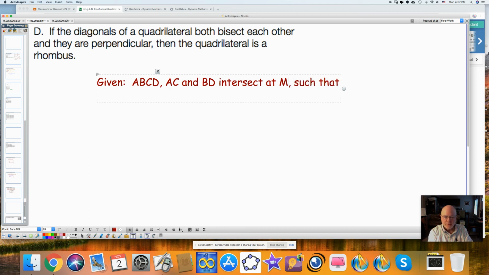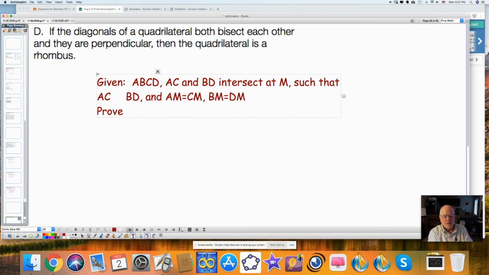Such that AC is perpendicular to BD. I'm going to use the perpendicular symbol in just a minute. BD is perpendicular to it. And AM is equal to CM. BM is equal to DM.